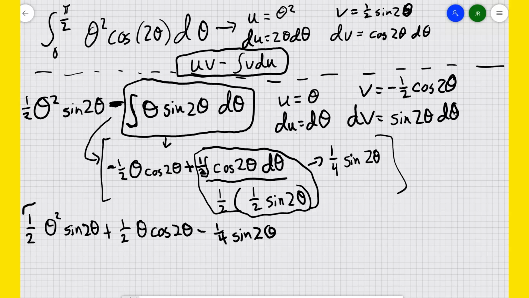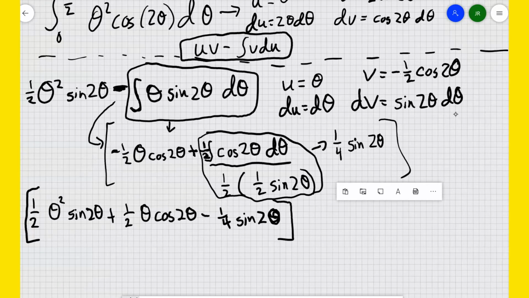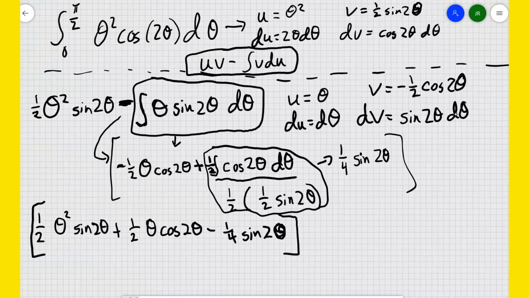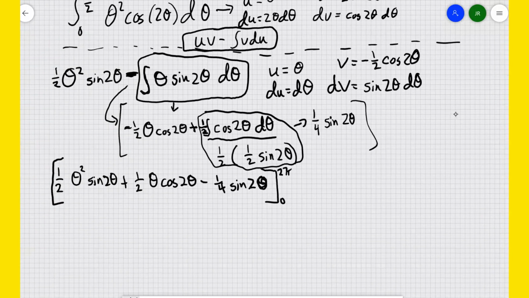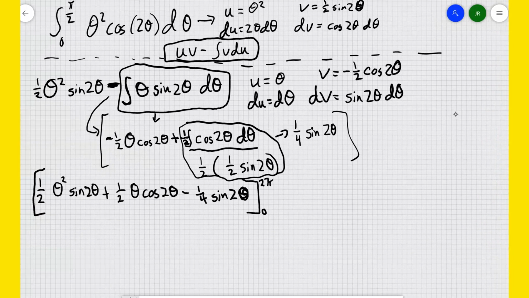And now that is the full antiderivative that I now need to evaluate from 0 to 2 pi. So I'm going to have to plug in 2 pi to all the thetas, and I'm going to have to plug in 0 to all the thetas, and try to get the numerical answer. So, wish me luck. Here we go.